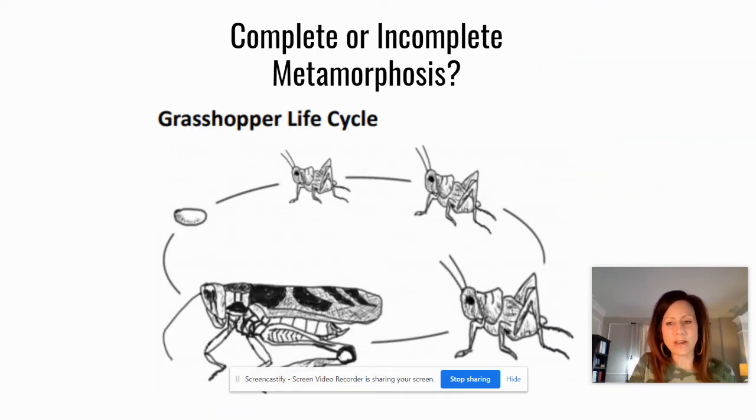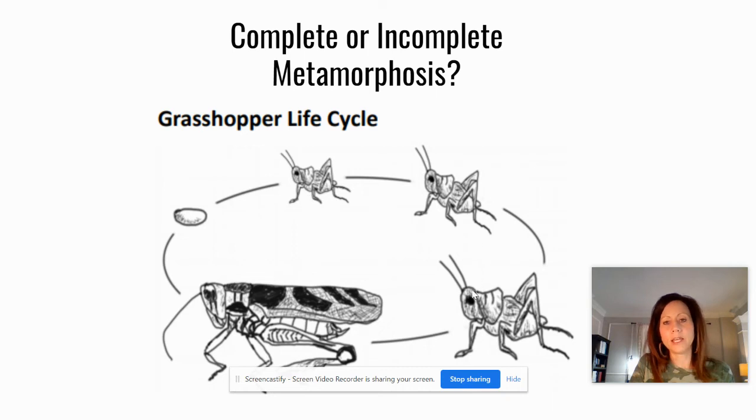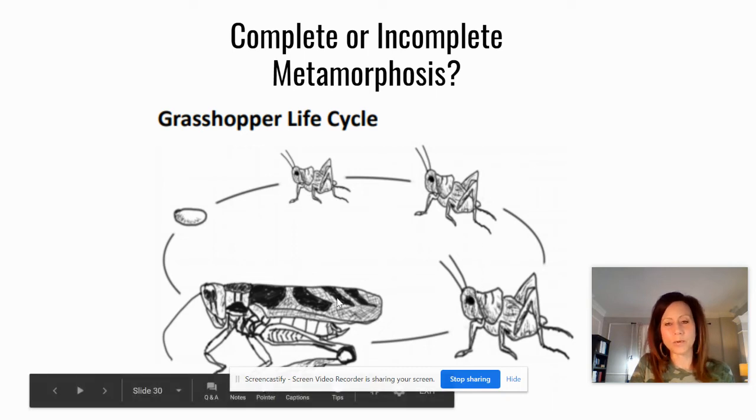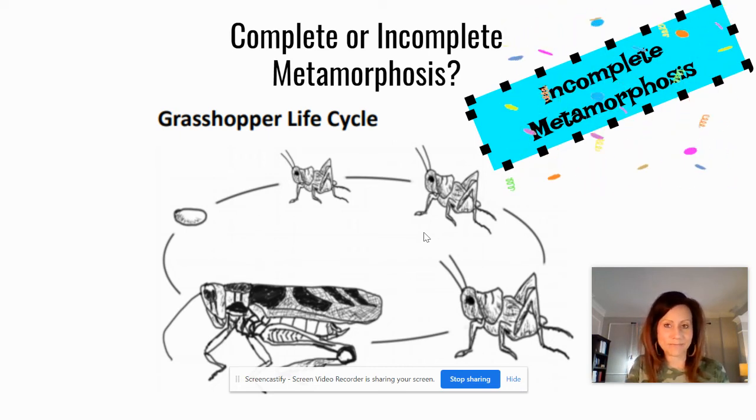Okay, here's a grasshopper. So an egg, and then a baby grasshopper, and look, they look very similar. So we would call this a nymph, and then the adult grasshopper. So 3 stages: egg, nymph, and adult grasshopper with wings. So the only difference is that these nymphs don't have wings. So if it's an egg, a nymph, and then an adult, 3 stages, that would be incomplete metamorphosis.